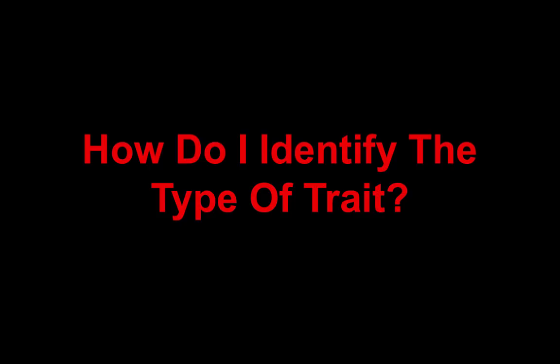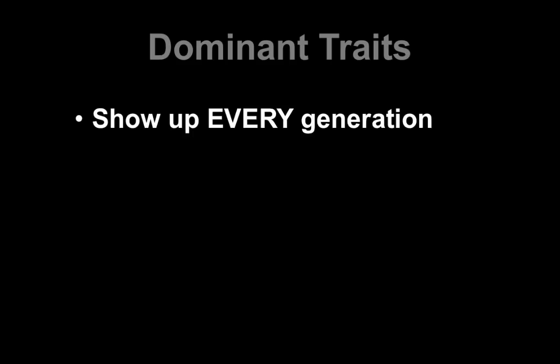Now what you need to be able to do is identify the type of trait that you're looking at with a pedigree and be able to figure out genotypes and phenotypes. So when we're looking at a dominant trait, dominant traits show up in every generation, and there aren't any carriers. Can't be a carrier of a dominant trait. If you got it, you got it.